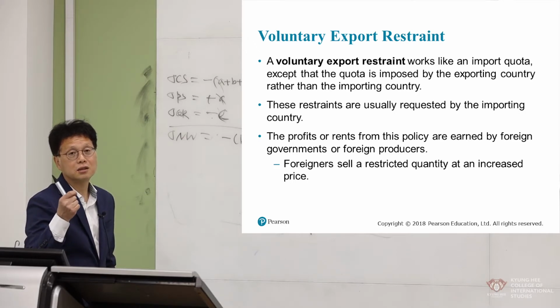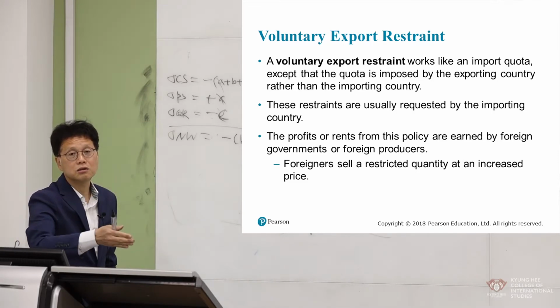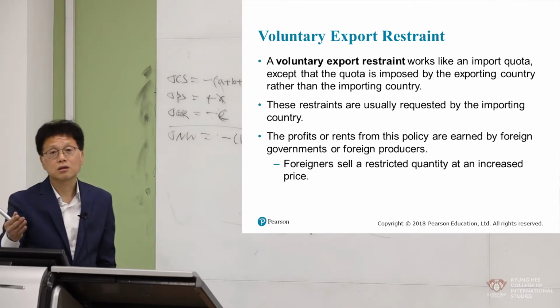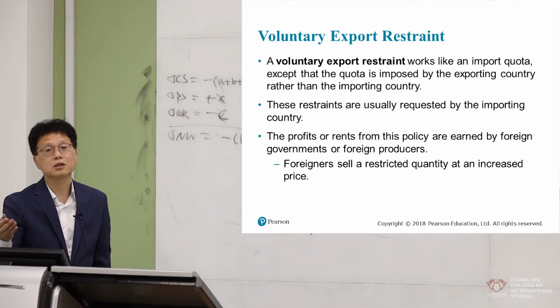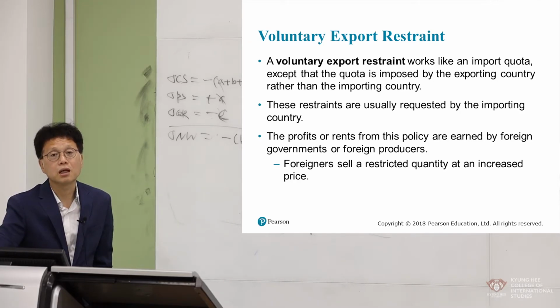To evade this kind of thing, right? The United States asked Japan or Korea, which export iron and steel to the United States, to reduce their exportation of iron and steel to the United States market voluntarily. That is VER, simply talking. Okay? So the mechanism is almost perfectly the same as an import quota.